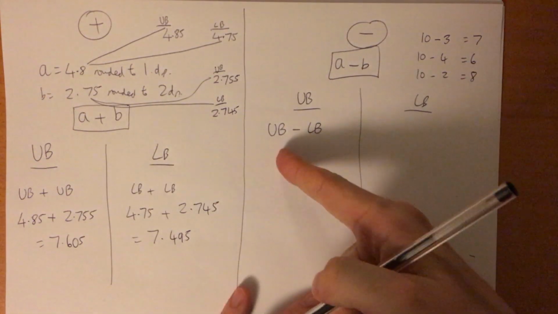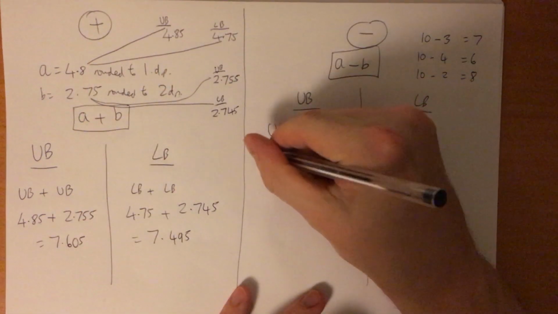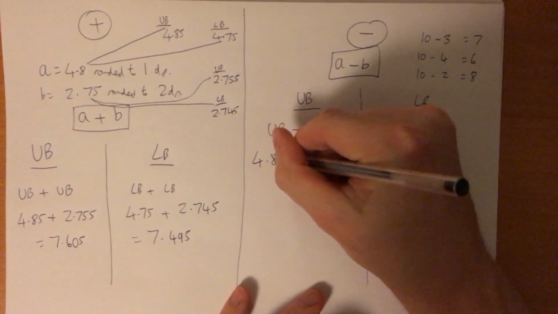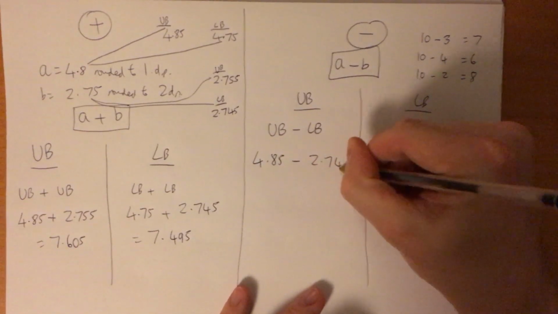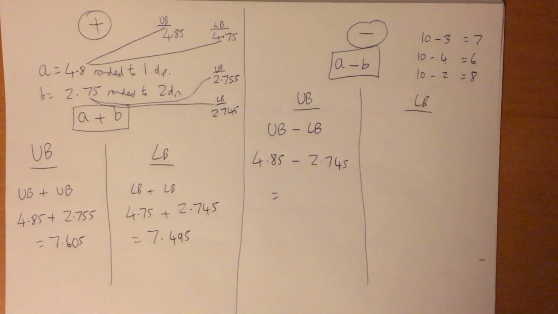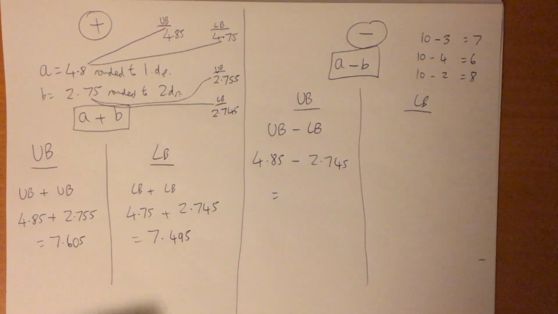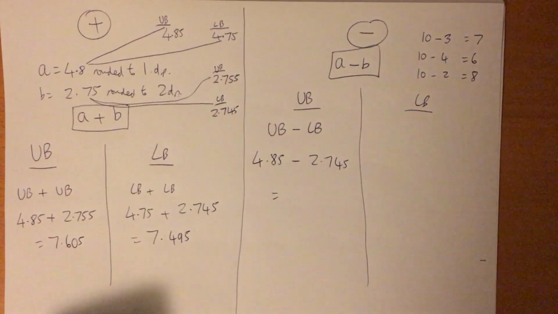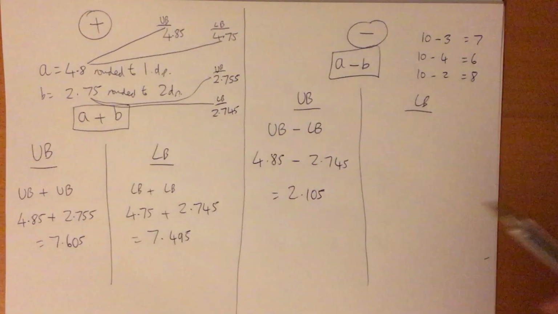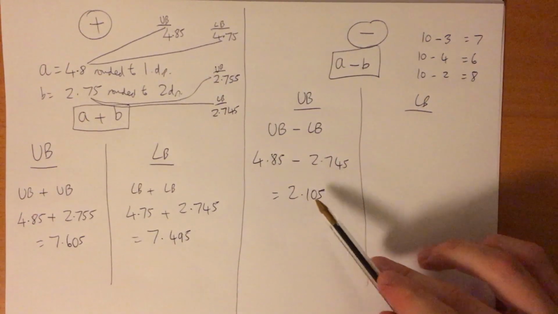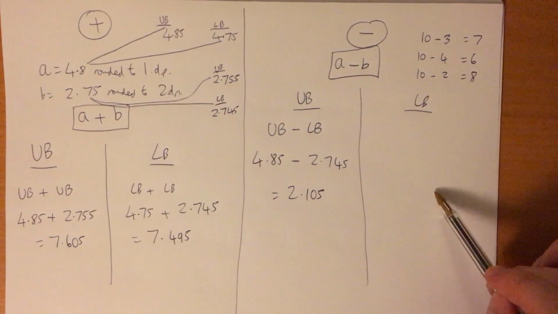So in this case, the upper bound of A is 4.85, and the lower bound of B is 2.745. So when I take that away from each other, 4.85 minus 2.745, I get 2.105. Right, that's the biggest possible answer it could be. Now we're going to compare that to this answer in a second.